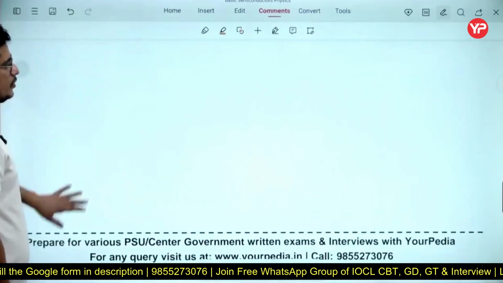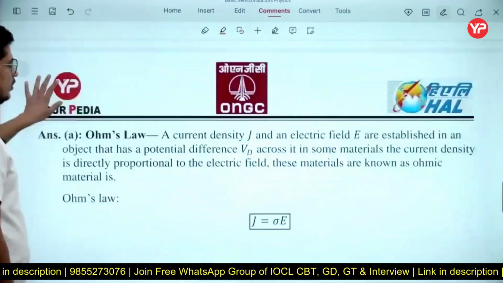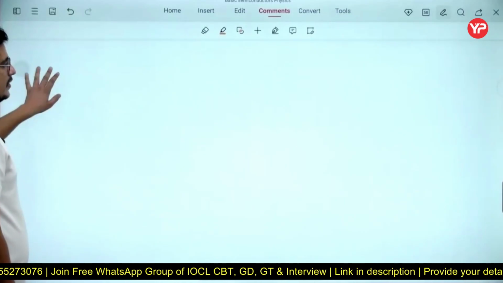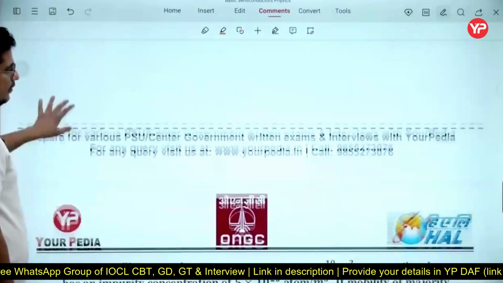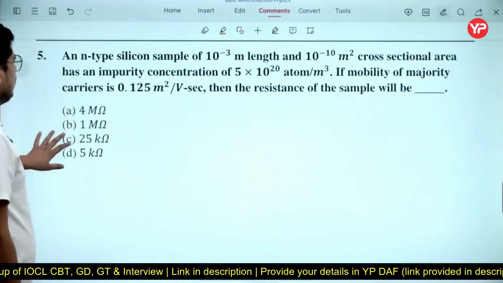That is another form which you studied in your network theory, that the voltage is directly proportional to the current, right? V equals IR.